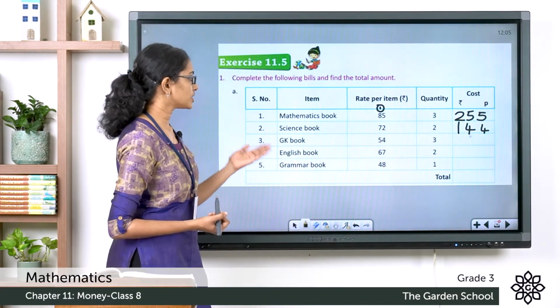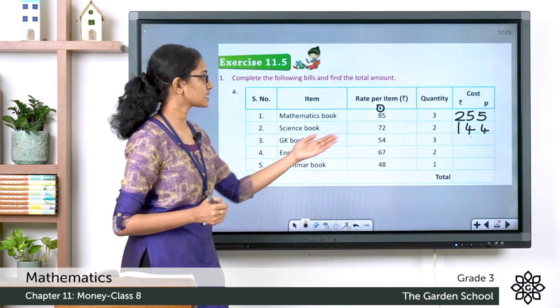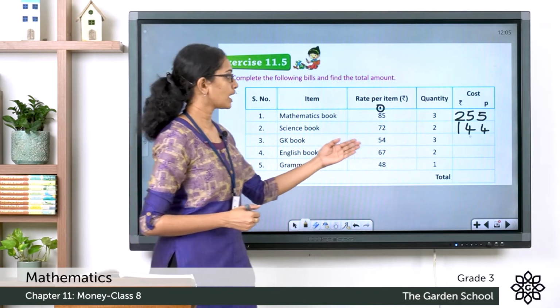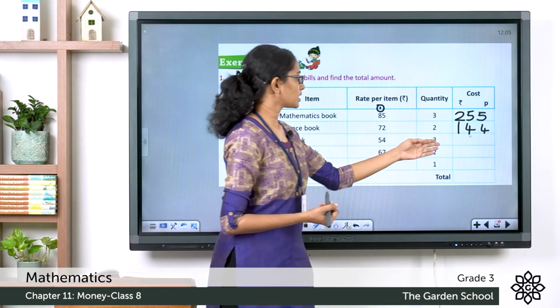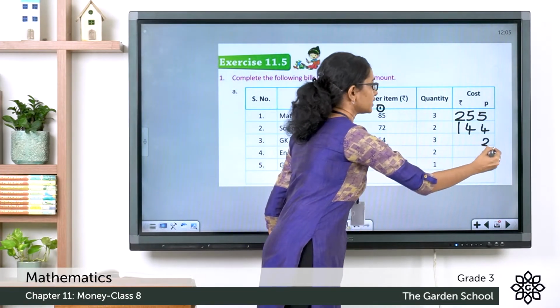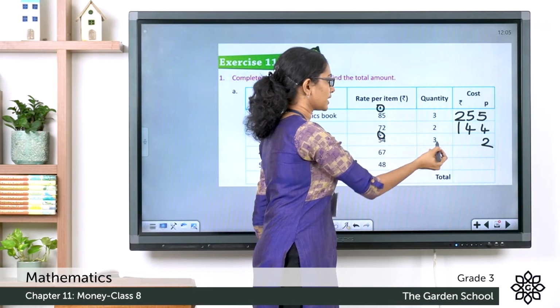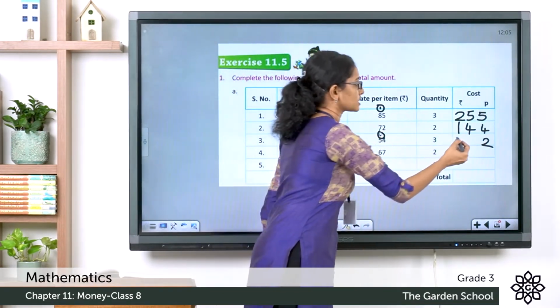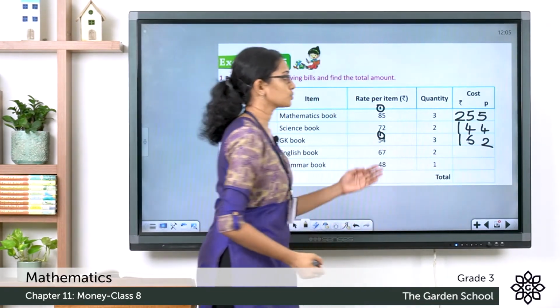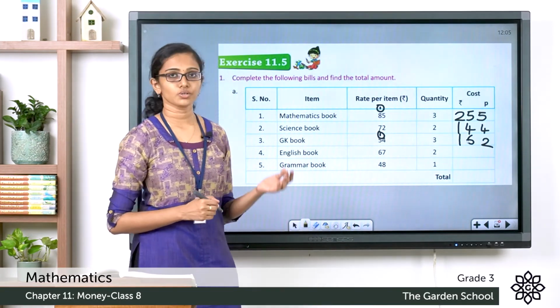Now the third one, GK book. The rate per item is equal to 54 rupee and you are buying 3 GK books. So the total cost will be 3 into 4 equals 12. There will be a carryover in the tens place. So 3 into 5 is equal to 15 plus 1, 16. So here the total cost will be 162 rupee.